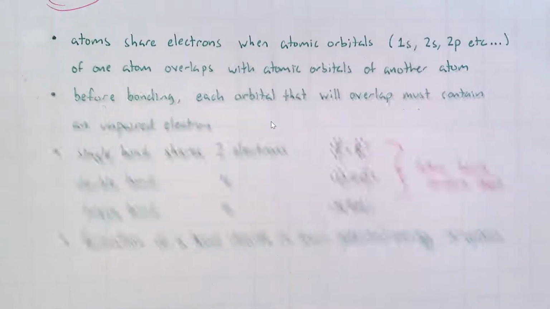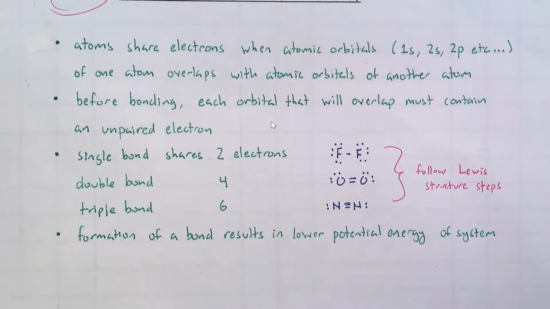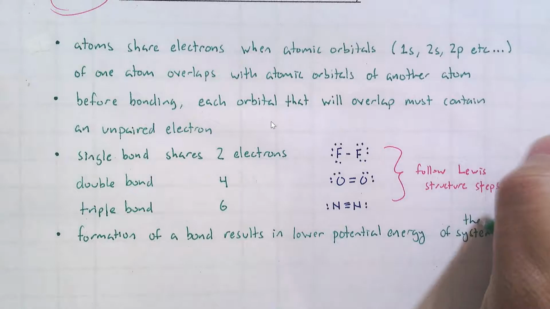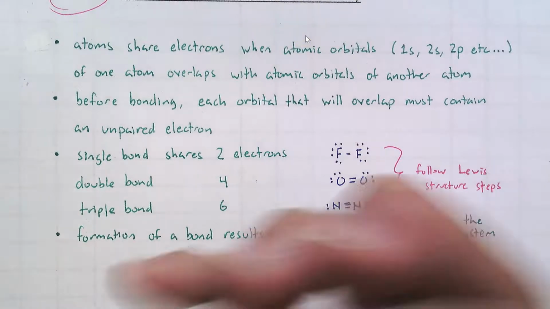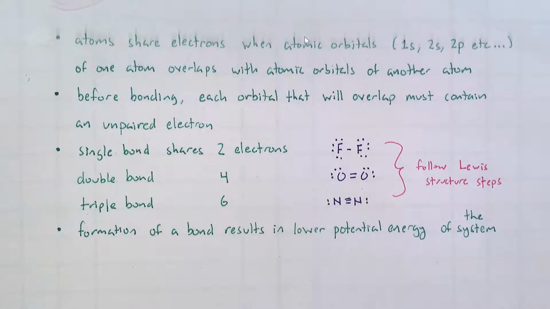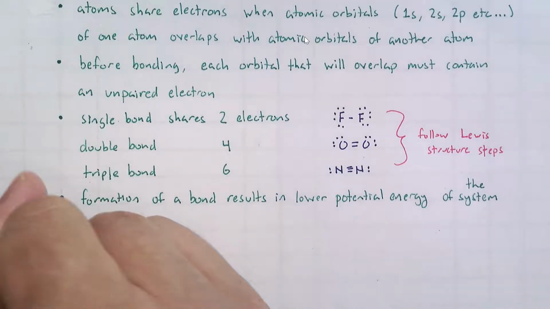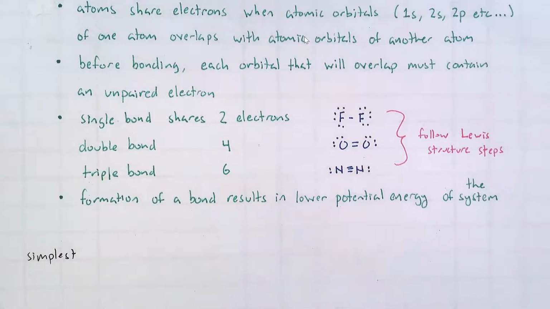The fourth bullet point is the formation of a bond results in a lower potential energy of the system. That will make a little more sense when we look at cartoons of how these atoms come together to make bonds. Why don't we look at the simplest case? The simplest is going to be using valence bond theory to make H2.